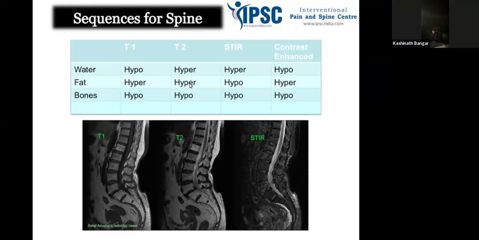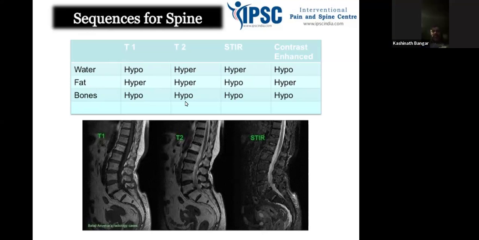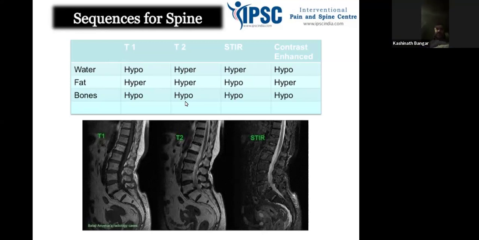I think he answered when you were showing. Oh, acha, okay. Yeah, right. But there are two more questions, sir. What is the importance of hemangiomas in the spine, and what is the treatment option for Modic type 3 changes?